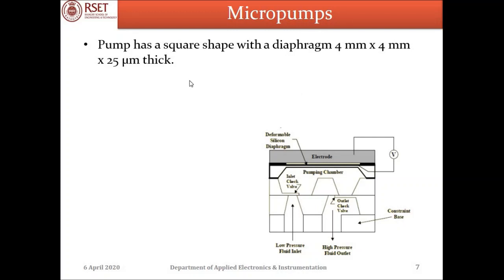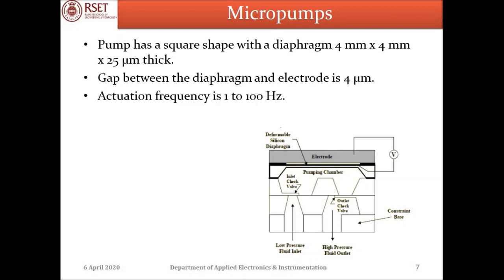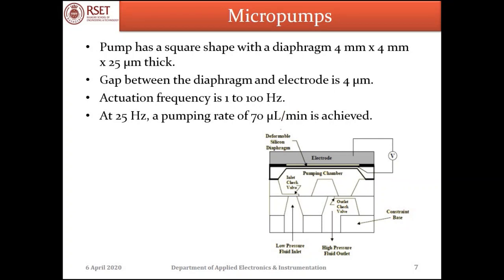Now this particular micropump has a diaphragm with a square shape with a size of 4 by 4 millimeter and a thickness of 25 micrometer. The gap between the diaphragm and the electrode is 4 micrometer. The actuation frequency is between 1 to 100 Hz. At 25 Hz, a pumping rate of 70 microliter per minute is achieved.